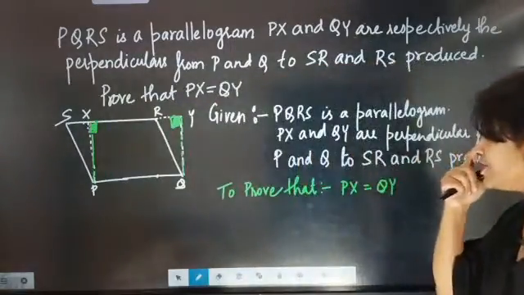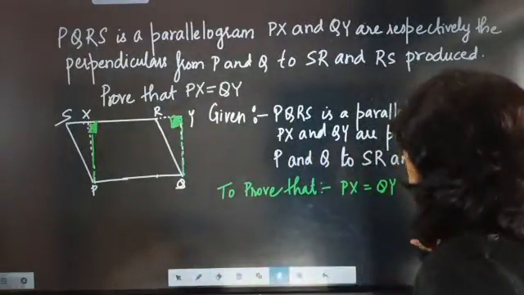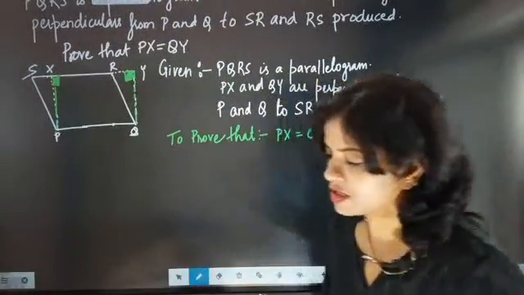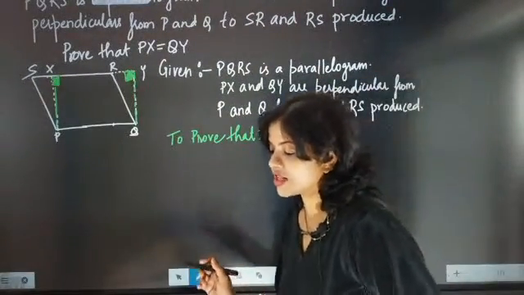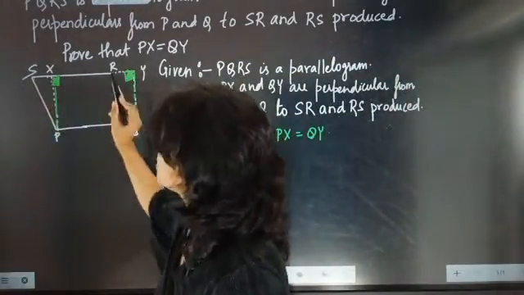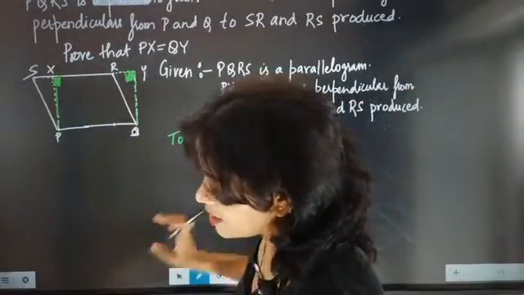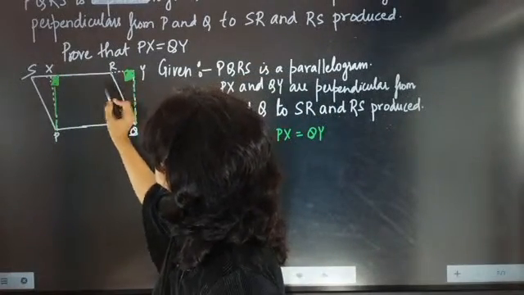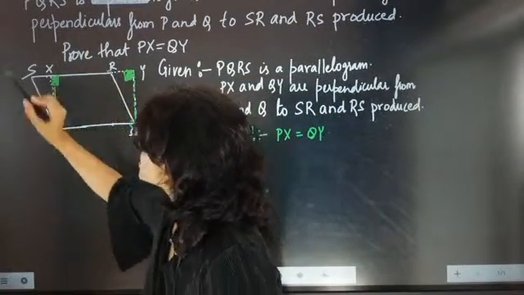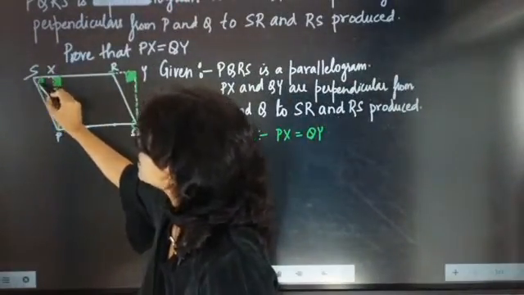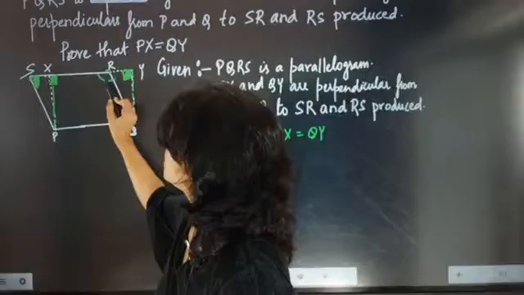So now look here. Most important thing is, to prove PX equal to QY, first I am going to take this triangle, but before that we know that angle PSR and angle QRS. These two angles, I am going to talk about this angle and this angle.